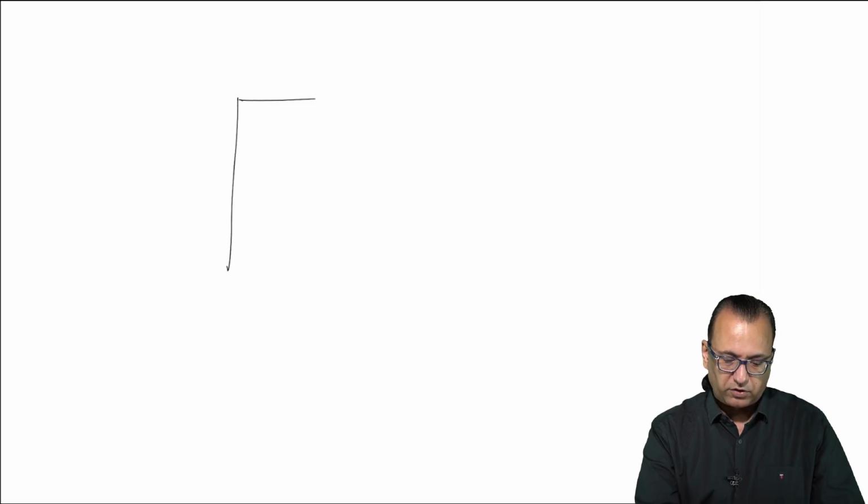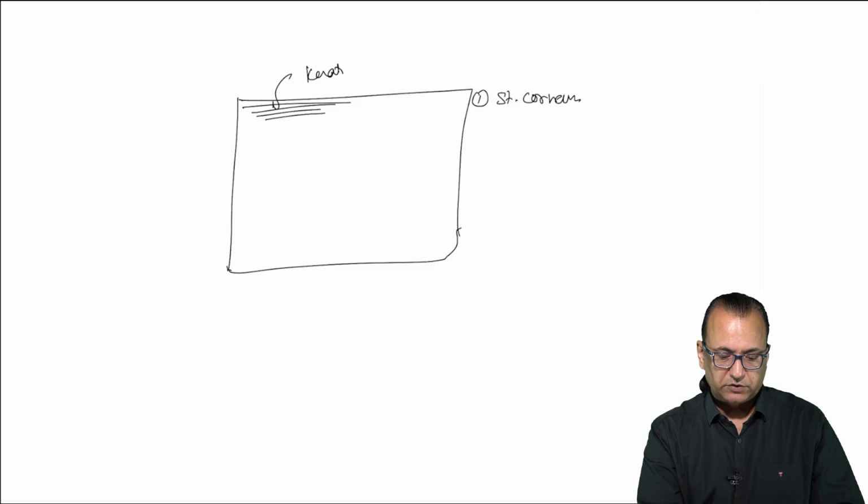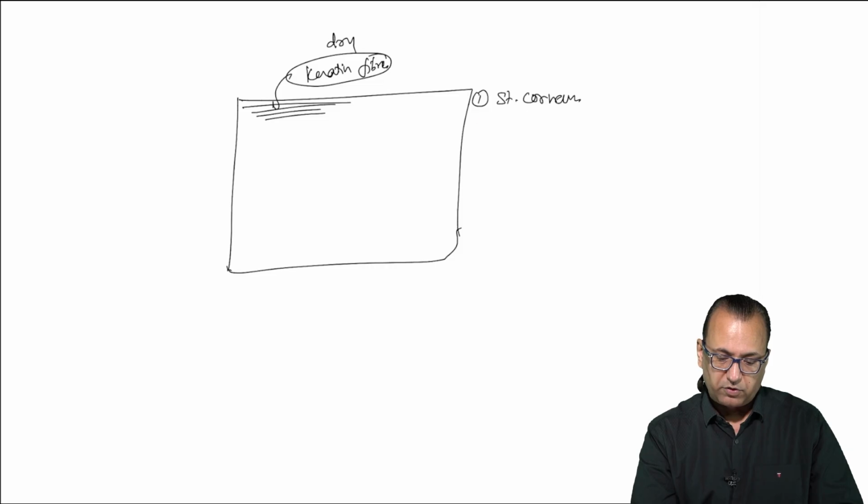So, if we are telling that this is the skin epithelium, the very first layer you will find, number 1, stratum corneum. Stratum corneum will have keratin fibers. So, keratin fibers are required to keep the surface dry. This is number 1. Number 2, you will find stratum lucidum.